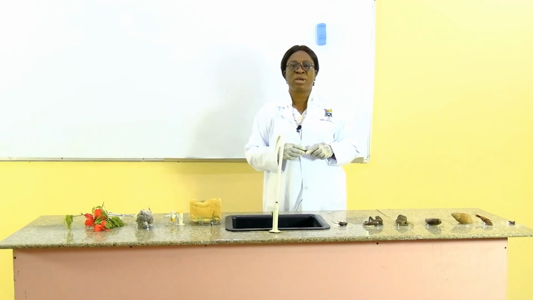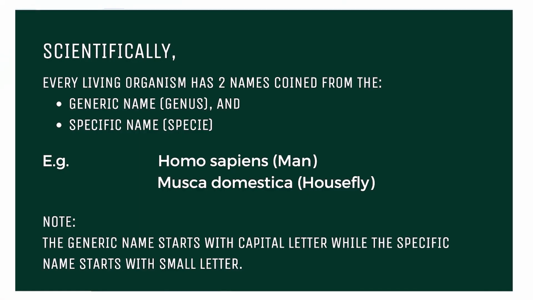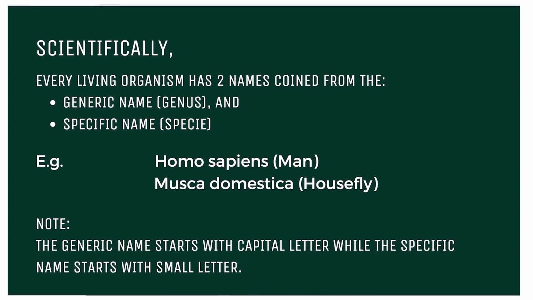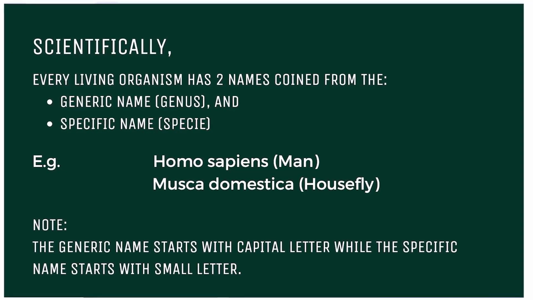Another organism we can look at is the housefly, Musca domestica. Musca is the generic name, while domestica is the specific name. Pay attention to the way the names are written. The generic name starts with a capital letter, while the specific name starts with small letters.